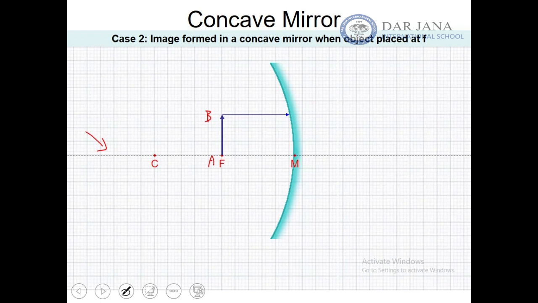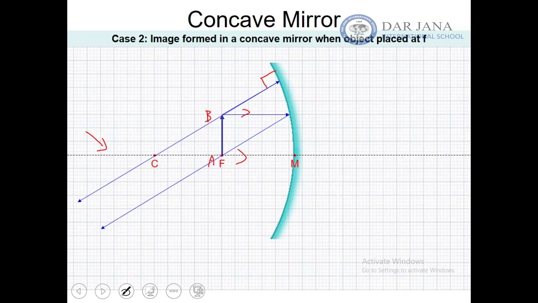This is the first one, which is parallel to the principal axis. And as we said, if the incident ray is parallel to the principal axis, its reflection will pass through point F. This is the first light ray. Now, the second light ray, produced from point B, is perpendicular to the mirror, as we see here. Any light ray perpendicular to the mirror has its reflection pass through point C, which is the center of curvature.